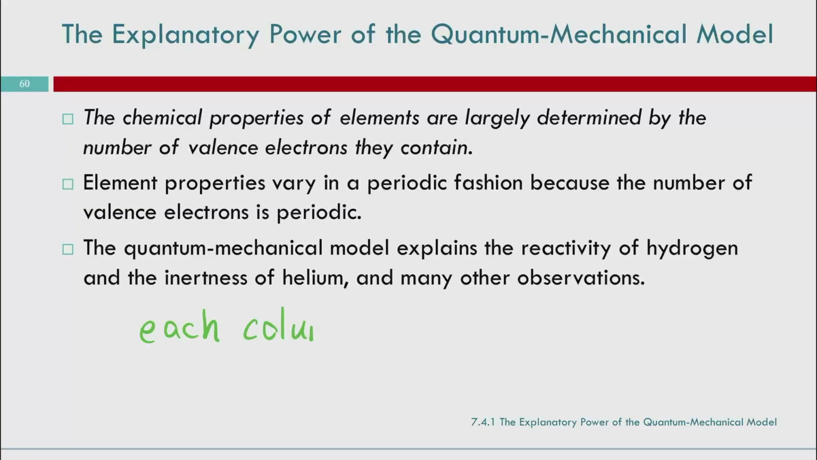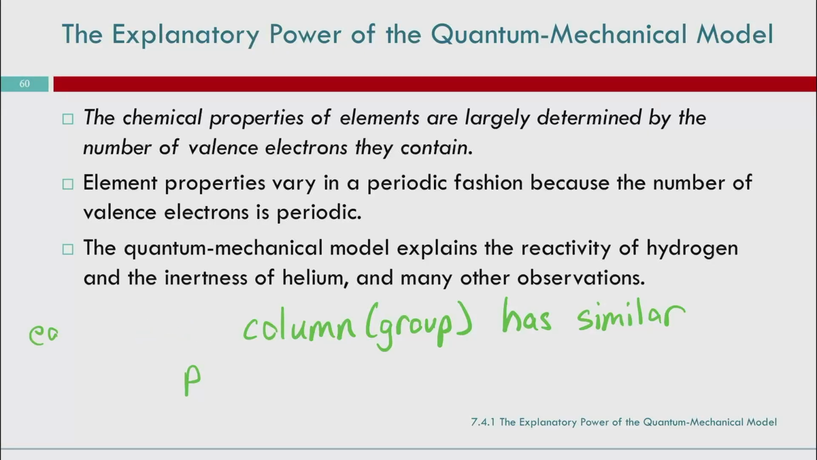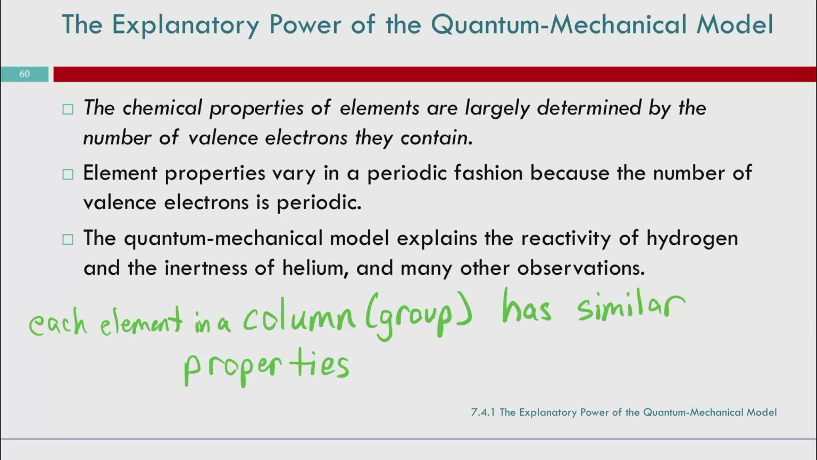So each column or group has similar properties, or each element in a column, rather. And we're going to talk about what some of those properties are. We've mentioned them a little bit, but we'll talk about them now, including some explanation with our electron configuration and valence electrons. And this is because of the number of valence electrons.